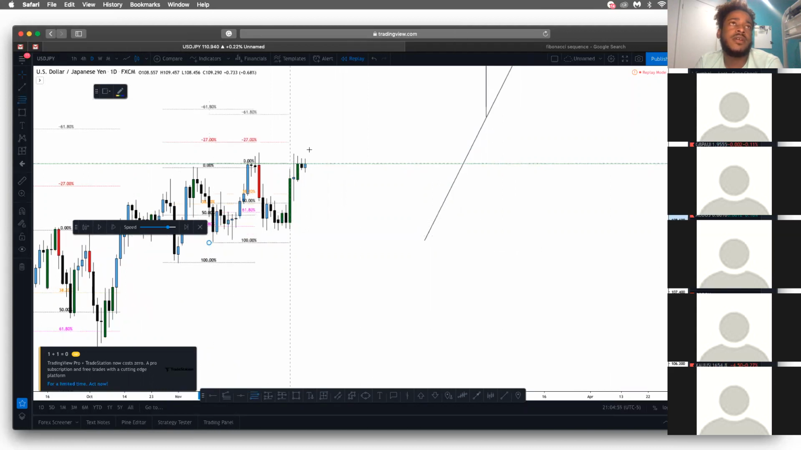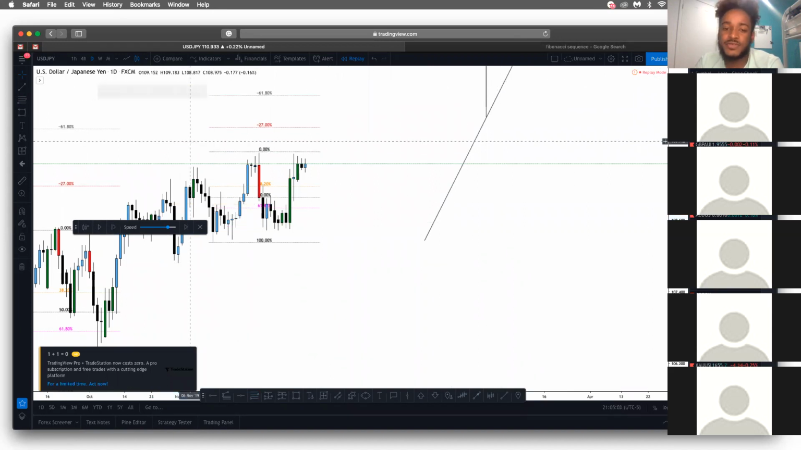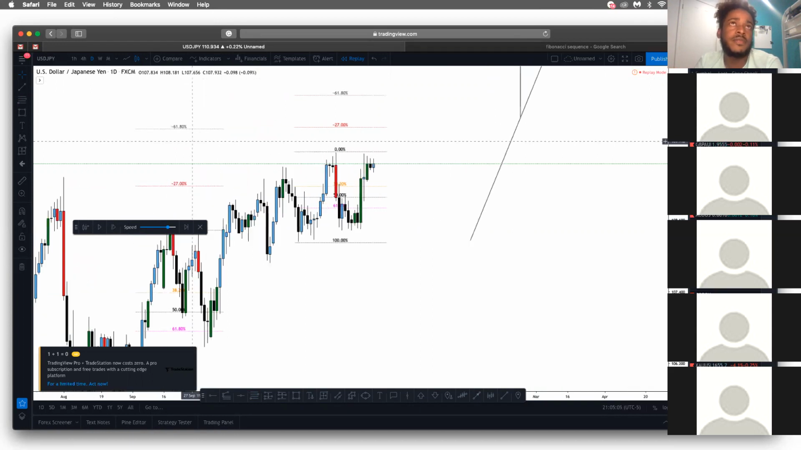we had almost 100% retracement. But you know what you can do in the meantime? Just go and look up Fibonacci tool.